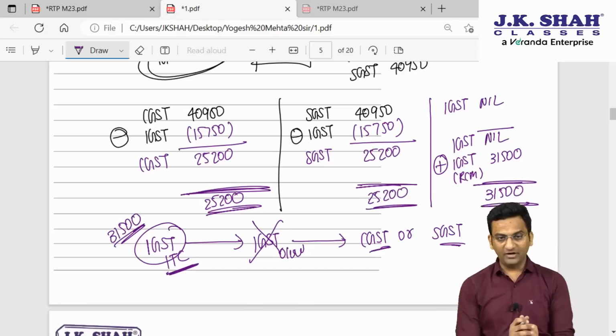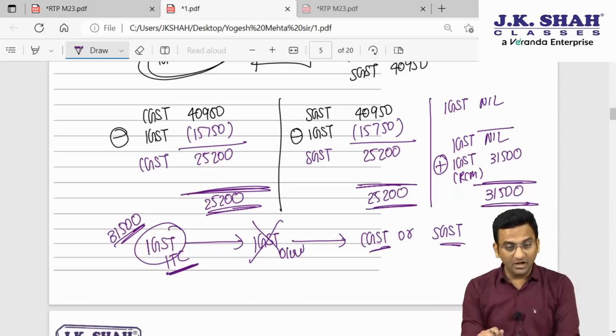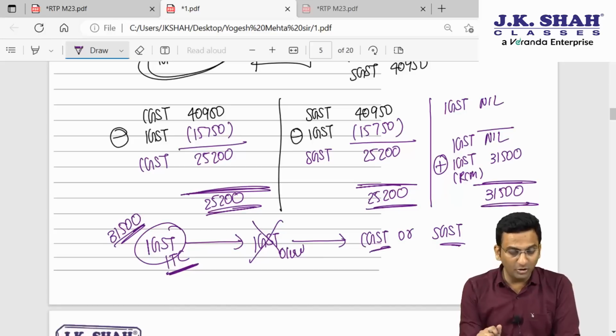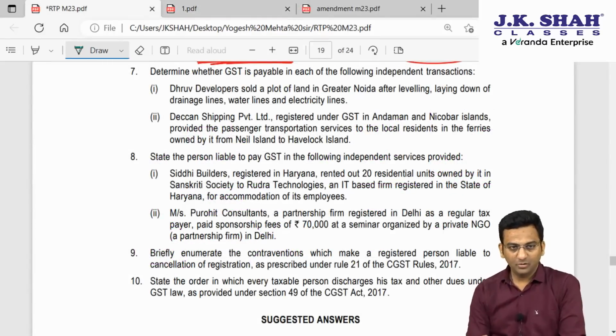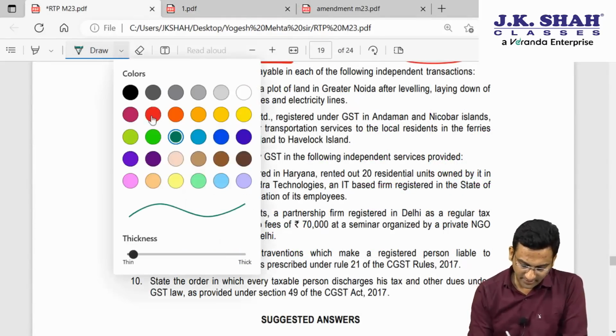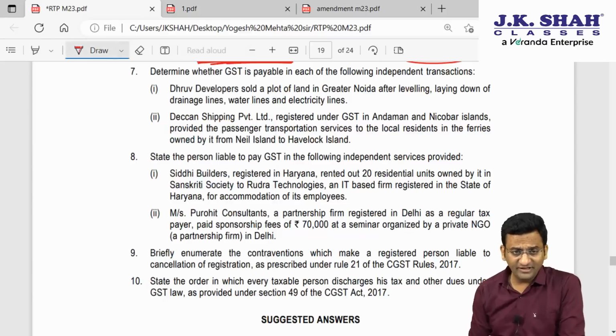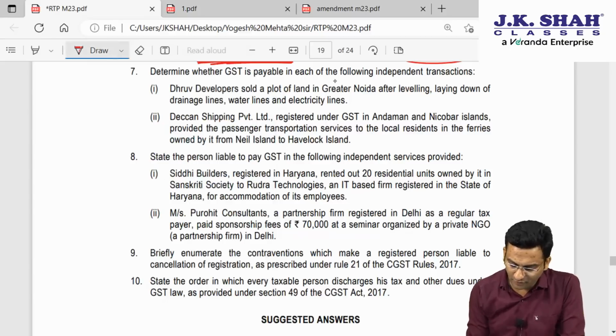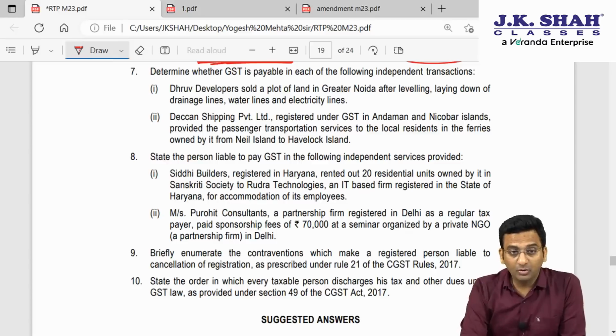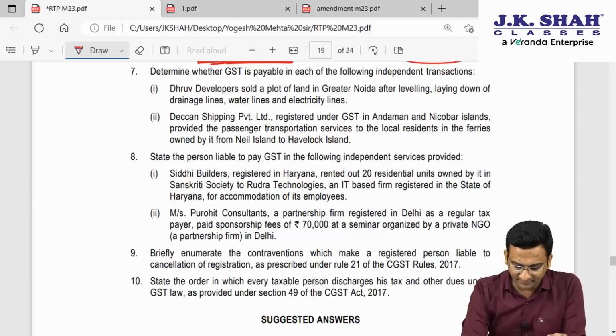I hope all of you have understood this question number 6, friends. Now let us move on to the next question, friends. Question number 7. Now friends, question number 7 is determine whether GST is payable in each of the following independent transactions. You have to answer whether the GST is payable or it is exempted.